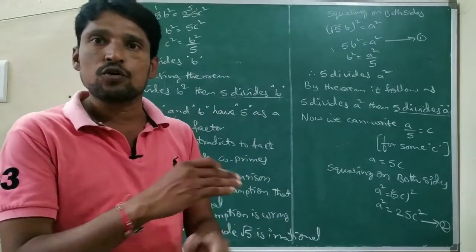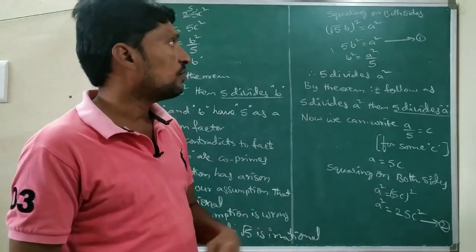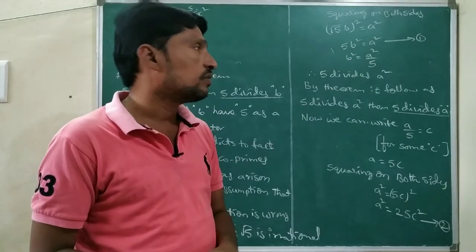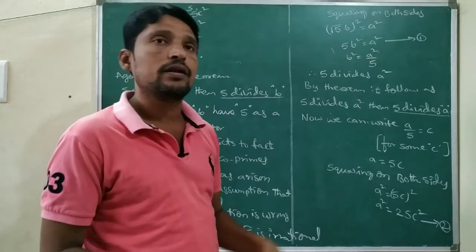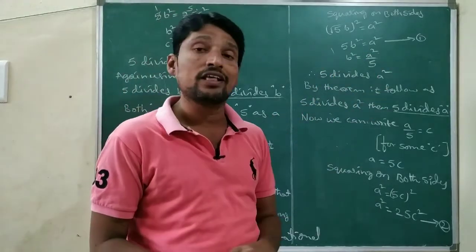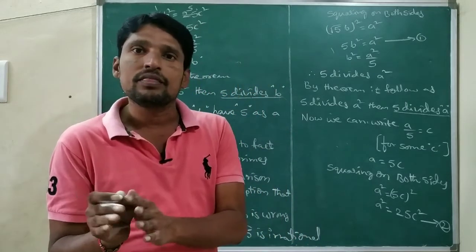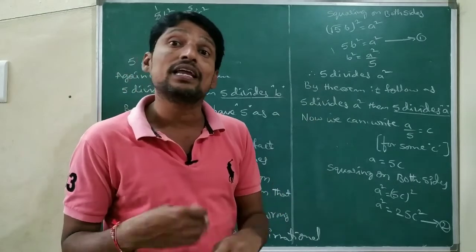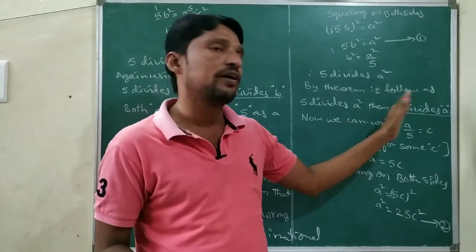After transposing and squaring on both sides, we get 5b square equal to a square, so b square equal to a square by 5. That means 5 divides a square. So we know the theorem: if P is a prime and P divides a square, then P divides a. The theorem we applied here: 5 divides a square, so 5 divides a.